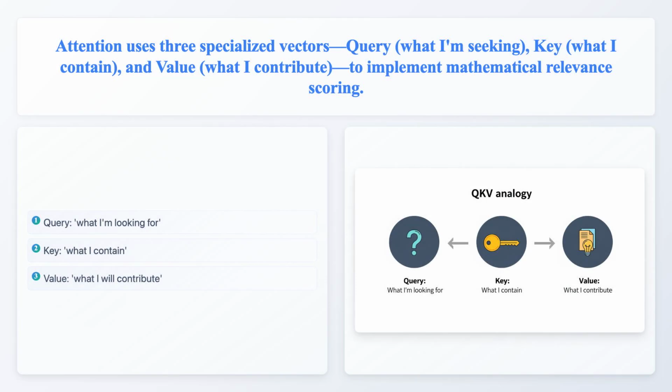To implement this relevance scoring mathematically, attention transforms each input embedding into three specialized vectors: query, key, and value. Think of these as different roles a word can play in the attention conversation. The query represents what I'm looking for. It's the current word asking questions about context. The key represents what I contain. It's how each word presents itself to be queried. The value represents what I will contribute. It's the actual information that will be passed forward.